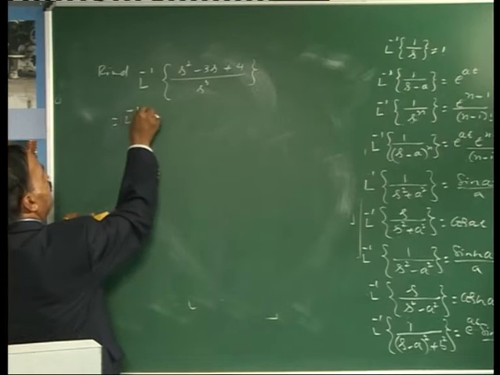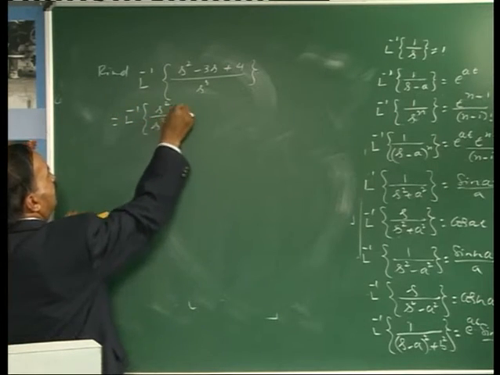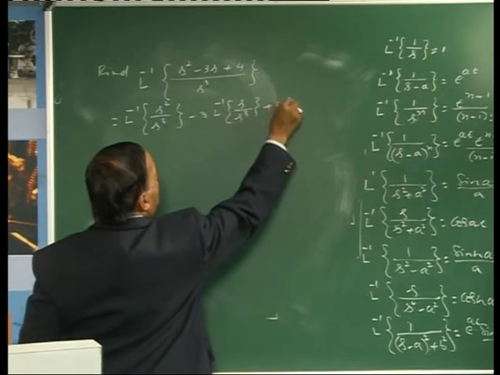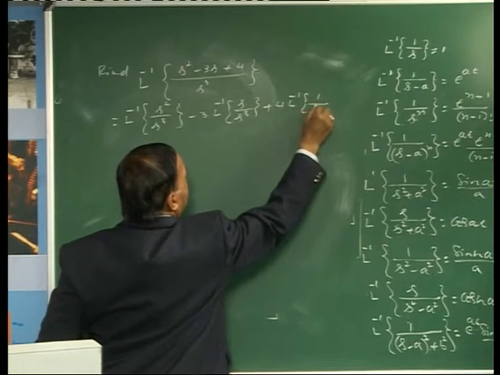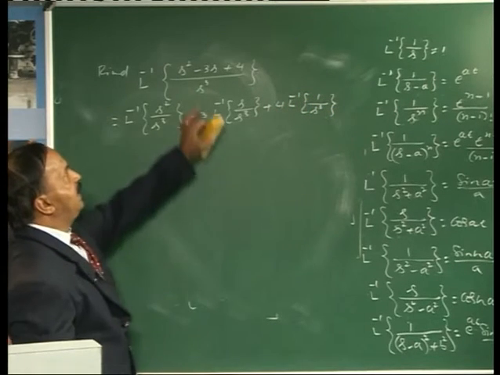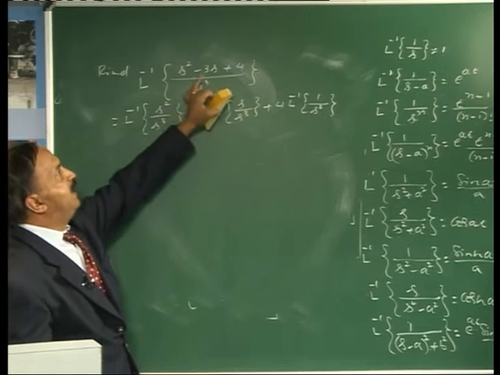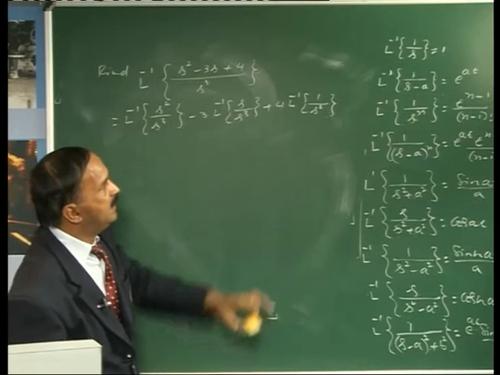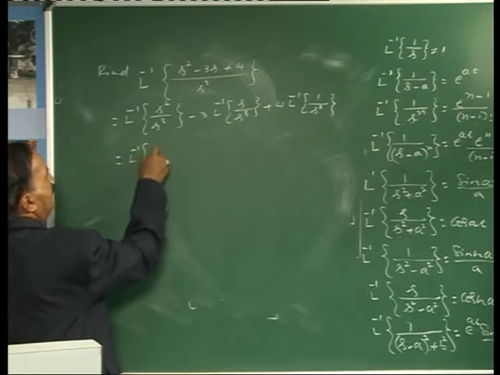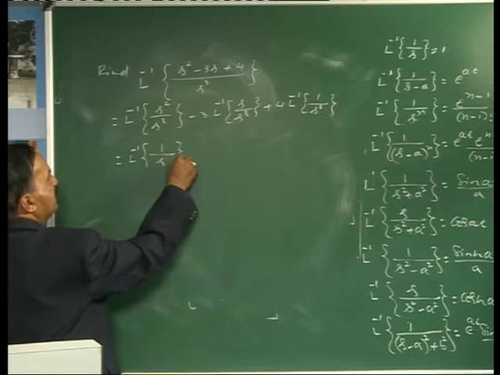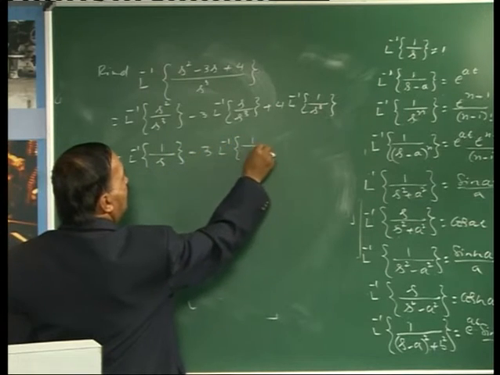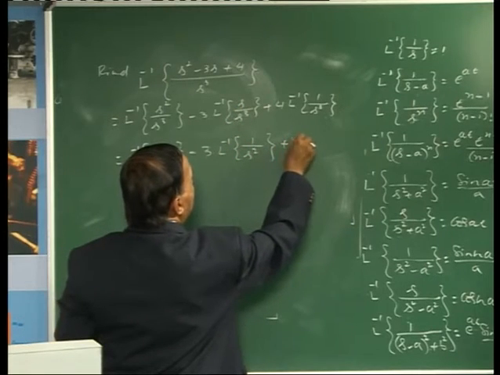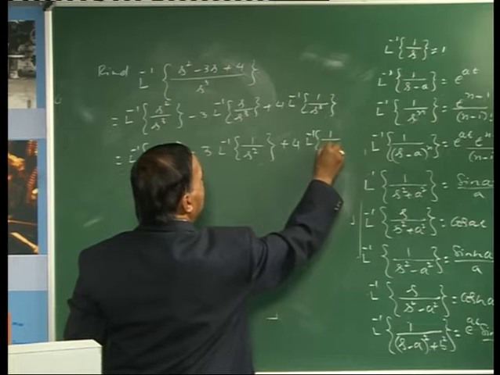That is equal to L inverse of s square by s cube, minus 3 into L inverse of s by s cube, plus 4 into L inverse of 1 by s cube. Here s square by s cube, s square cancels, the remaining is 1 by s, minus 3 into L inverse of 1 by s square, since s by s cube is 1 by s square, plus 4 into, you write the same as it is, 1 by s cube.